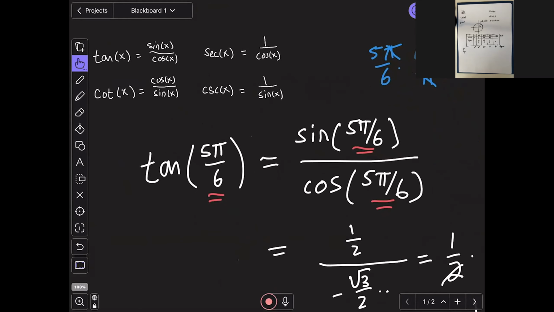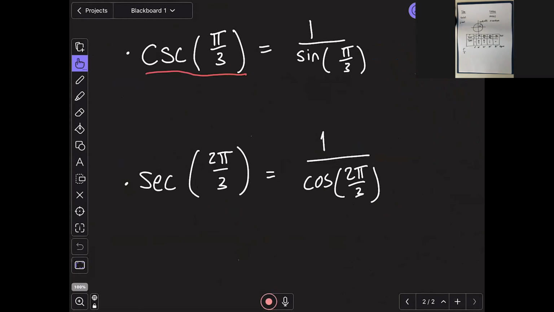Okay, so we'll bring this back and jump up to the other screen. Are there questions so far? No, I got it. All right, so what about this one? We plug it in, right? So we have 1 over sine of pi over 3. And now what do we do?